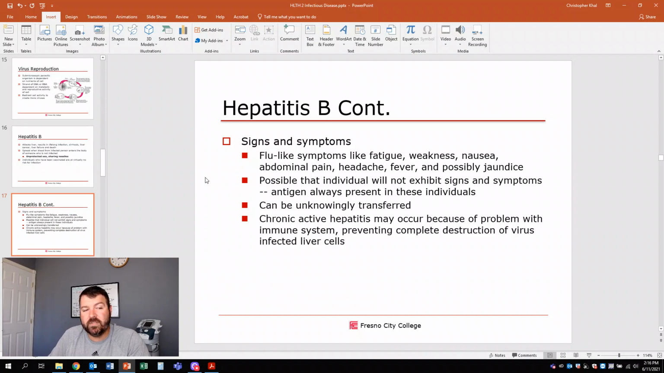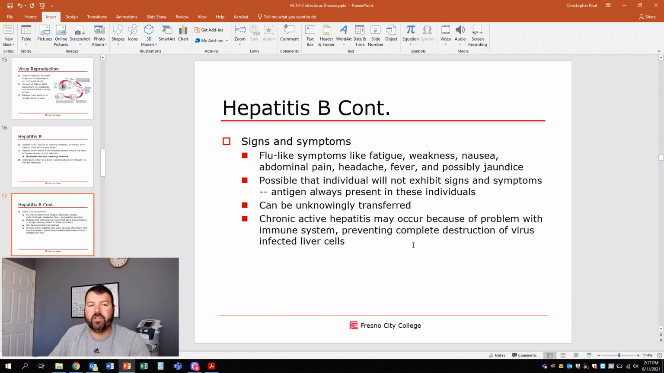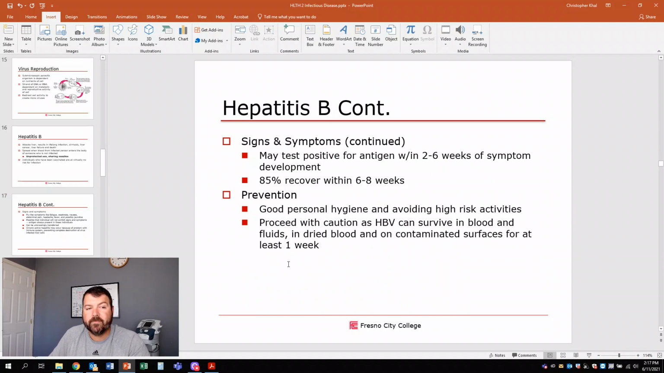So signs and symptoms. Flu-like symptoms: fatigue, weakness, nausea, abdominal pain, headache, fever, and possibly jaundice. Jaundice is yellowing of the skin and the sclera, which is the whiteness of your eyes. It's possible that individuals may not exhibit signs and symptoms, so they're asymptomatic. Asymptomatic is when they don't show any signs or symptoms. That's the terminology. It can be unknowingly transferred. Chronic active hepatitis may occur because of problems with the immune system.